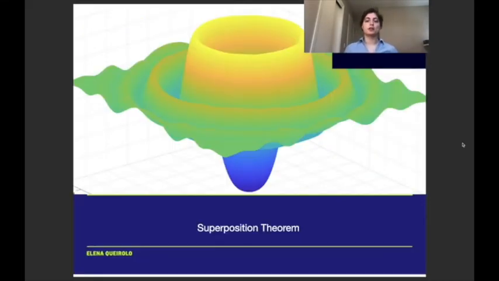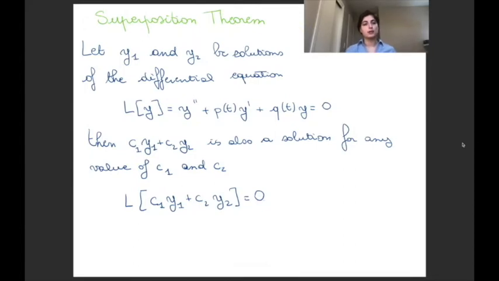We're going to build on the theorem we just introduced to construct a bit more. We want to look at what is the shape of the solutions. So we're going to start with a superposition theorem. If we assume that we have two solutions of a differential equation, so we have y1 and y2, both solutions of the differential equation y'' + p(t) y' + q(t) y = 0.